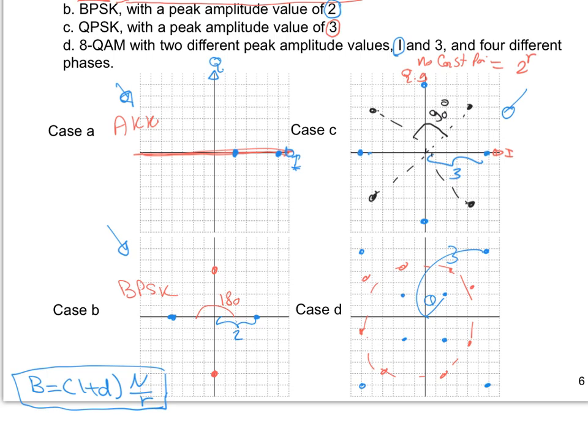So the question here, bandwidth-wise, 8 PSK and 8 QAM, are they different in terms of bandwidth? No. Remember that. So they are not different in terms of bandwidth. Both of them have a value of R equal to 3, and both of them had 8 constellation points. Right? So in terms of bandwidth, they are the same. What's different? Which one is better and why?